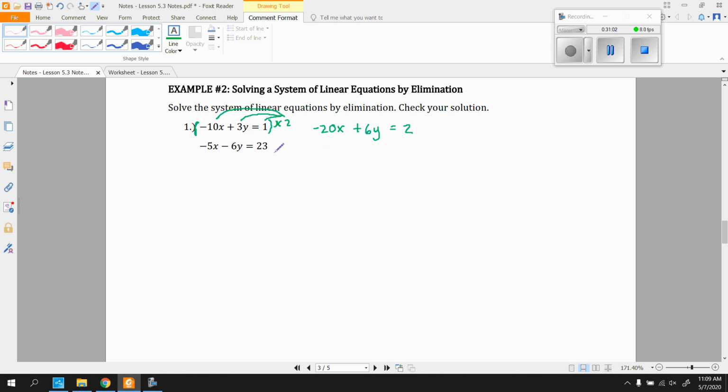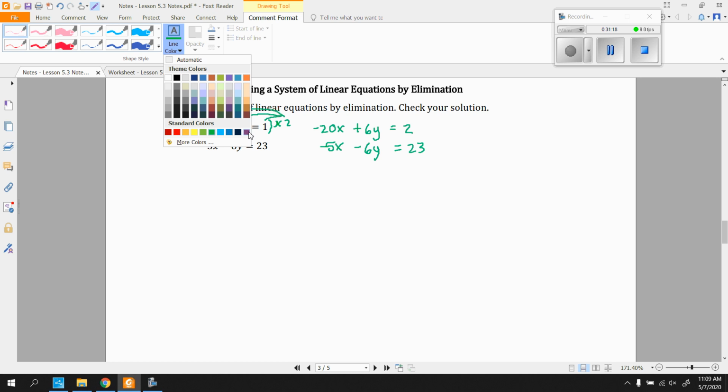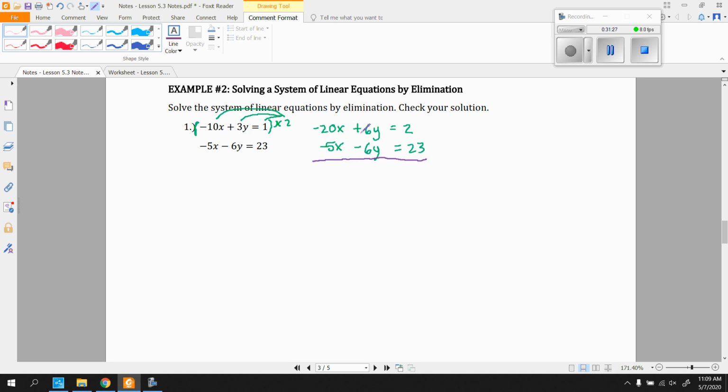Let's see what happens. I'm going to just take this one and line it up right underneath it. Negative 5x, because we didn't do anything to this one, minus 6y equals 23. But by doing that, does everyone see that? Was purple my second step? I think so. When I go to add, I'm going to get these to disappear.